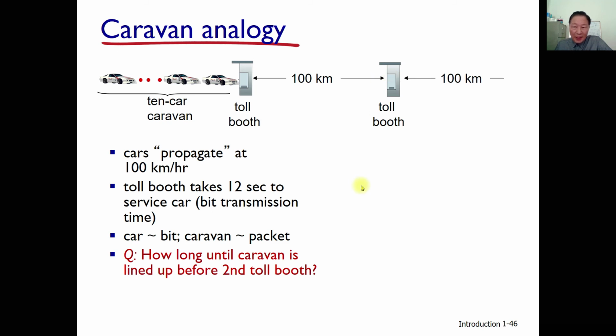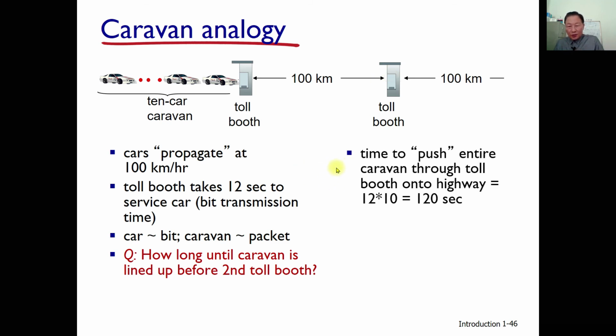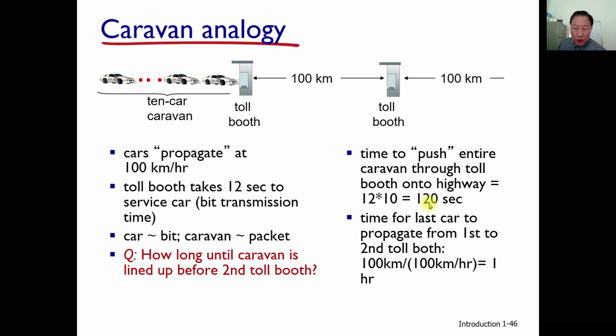Then how long does it take? We can calculate this one. Thus we can understand better about packet transmission delay time. Time to push the entire caravan through the toll booth: each one takes 12 seconds, and now 10 cars, thus 120 seconds. That is so simple. And we should add another driving time, from here to here. That is propagation, similar to the propagation delay in our previous four delay factors.